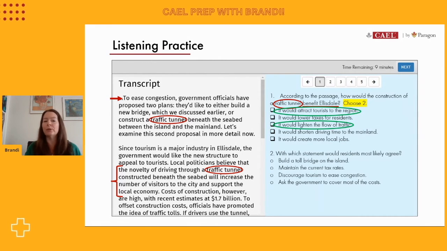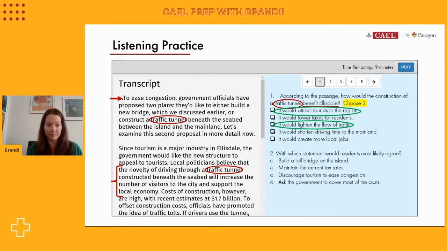So again, you'll notice the word tourists was not located in this part of the lecture, but we did see the word visitors. And we were talking about attracting visitors to try out this traffic tunnel as a very unique construction piece. So again, these two answer choices are really strong examples of paraphrased ideas between the lecture itself and the answer choices on the test. So this is a very frequent thing to happen on CAEL. So as a reminder then, it's important for all of us to have a very wide range of vocabulary coming into this test so that we can more easily determine these paraphrased ideas. So as we're listening, as soon as we choose those two answers, we know we're finished question one because we were told that only two answers were correct.